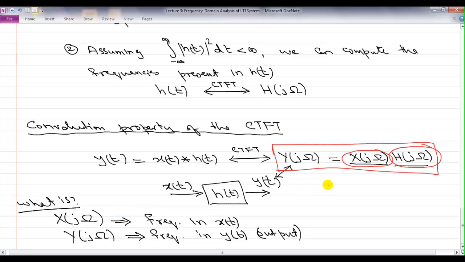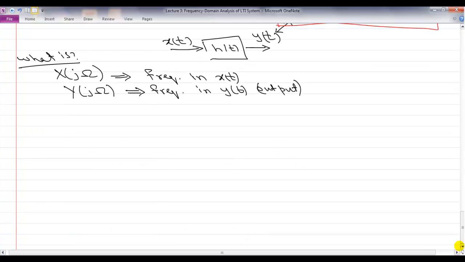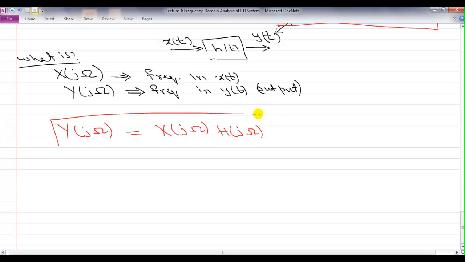So this expression is saying that, in terms of frequencies, the action the LTI system is doing is multiplying the magnitude and changing the phase of my input signal by the magnitude and phase of my impulse response. So what we want to remember is that LTI systems do this expression, x of j omega times h of j omega, and there can only be three things that it can do then.